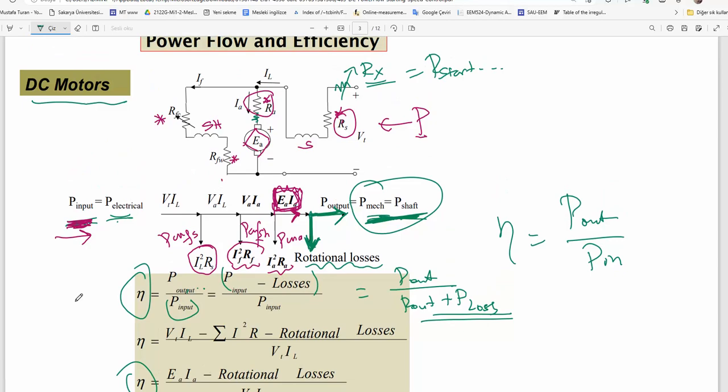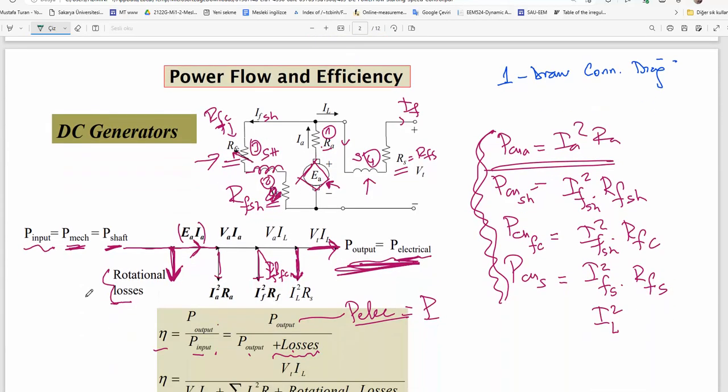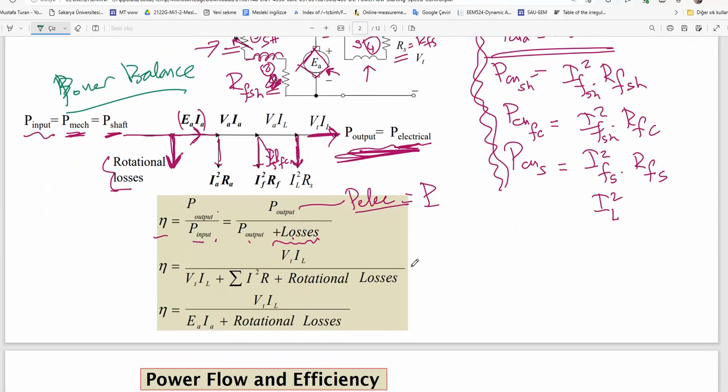That is the summary of efficiency and power flow. Don't forget, first draw the connection diagram and then follow the losses. Mark the losses, draw a balance diagram, the power balance. That is the power balance. And then calculate individual elements and substitute in the efficiency equation.